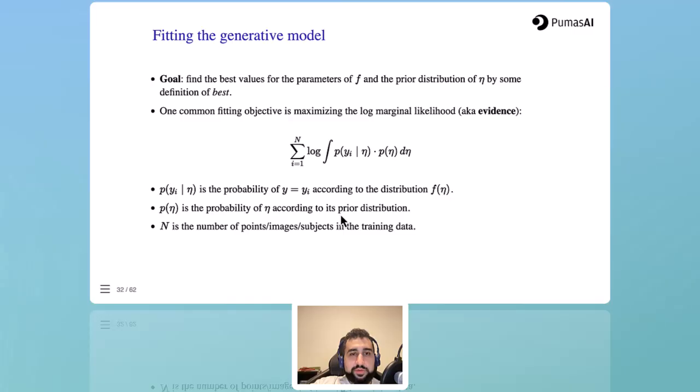Now let's talk about how we actually fit these models, and maybe more details about fitting will come in a separate presentation later. But at an intuitive level, the goal of fitting generative models is to find the best parameters for the decoder and the best parameters for the prior, by some definition of best. Usually the definition of best that we care about is that, intuitively, the distribution of the real data should match the distribution of the simulated data.